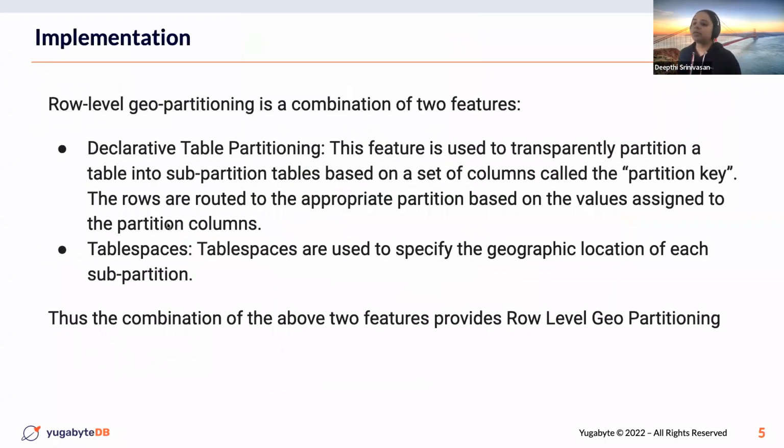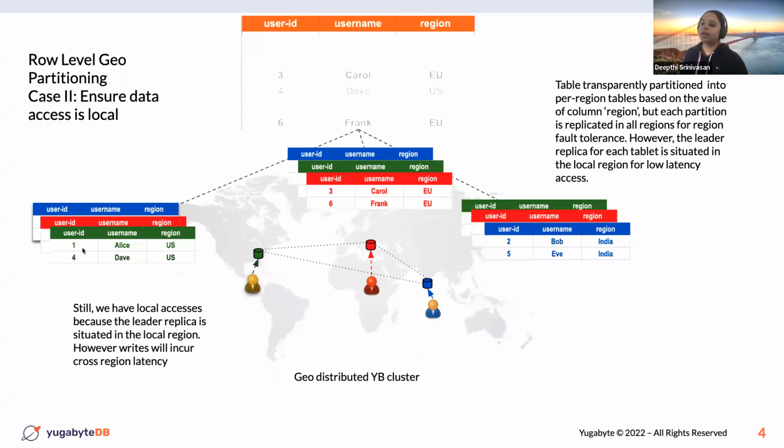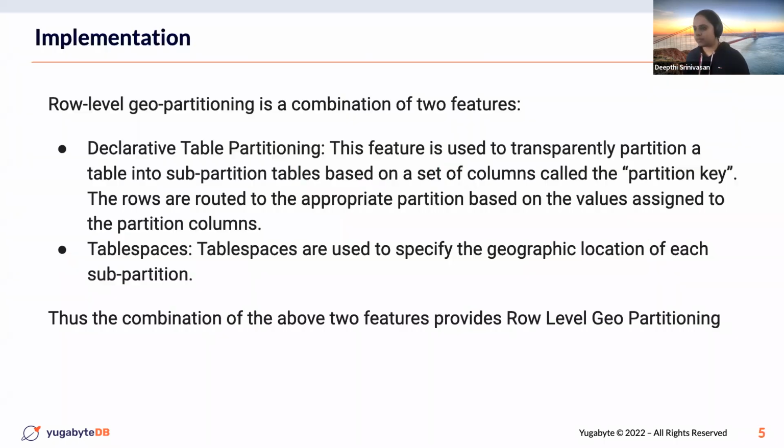And the second feature that we use is table spaces. Table spaces are used to control the location of the data and all of its replicas. So here, when I said that partition users US should stay in the nodes in the US, or when I said that the leader replica should stay in US, all of these location based configurations are specified using YSQL table spaces.